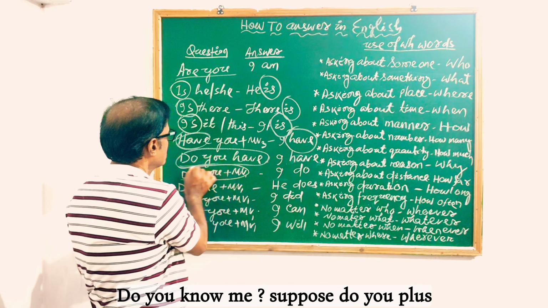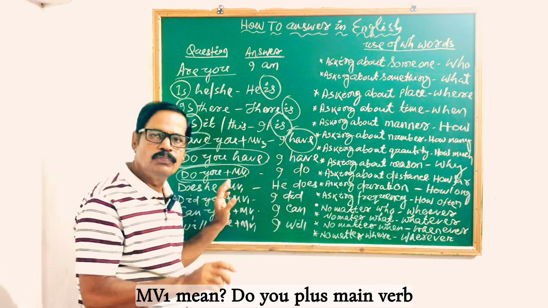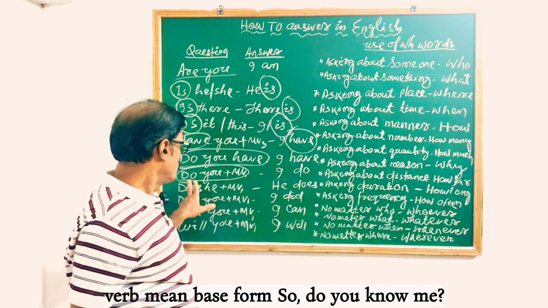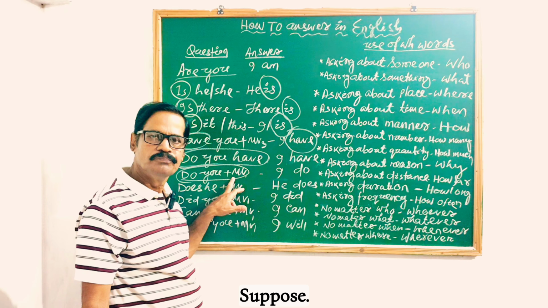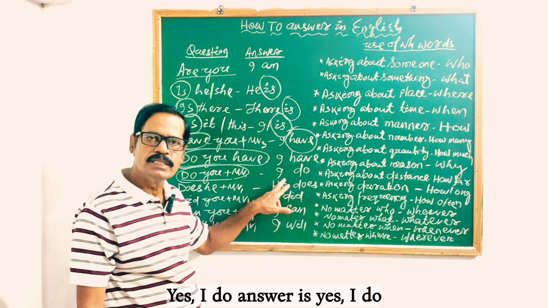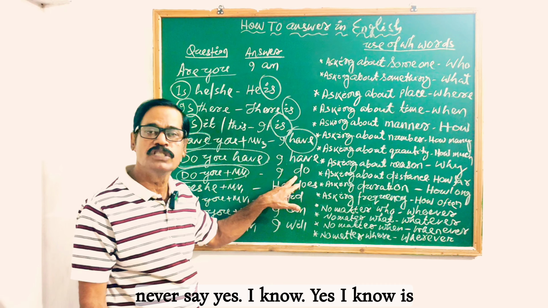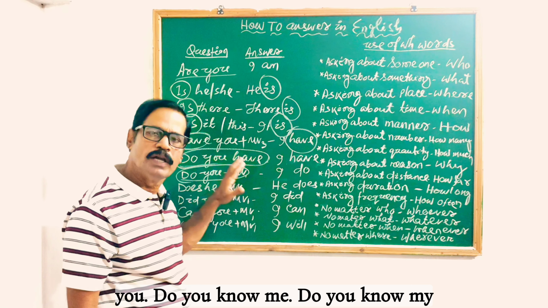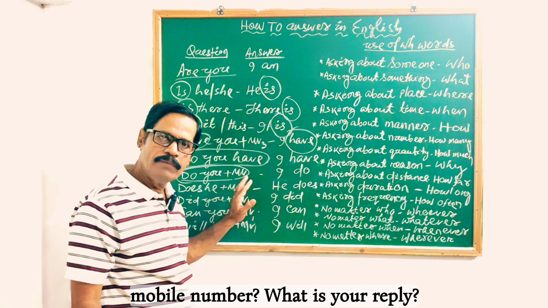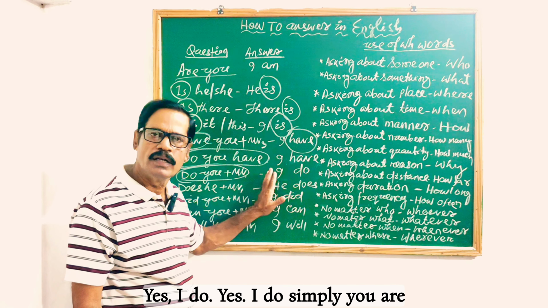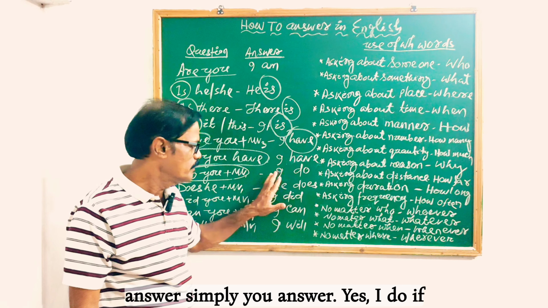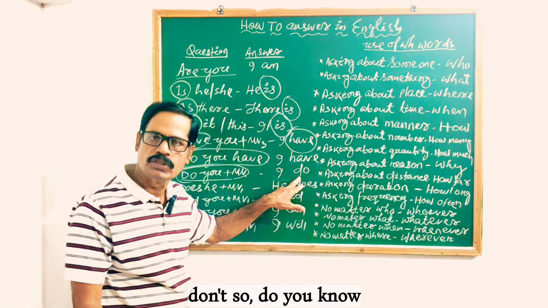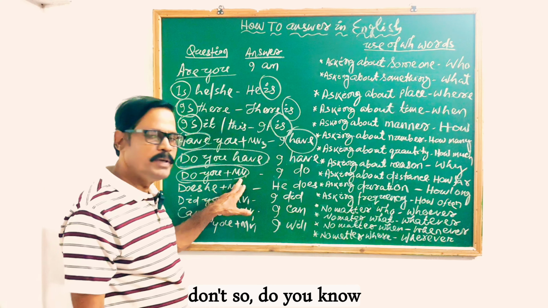Do you know me? Suppose. Do you plus MV1, that means do you plus main verb 1. Main verb means the main verb in base form. So, do you know me? Yes, I do. The answer is yes, I do. Never say yes, I know. Yes, I know is wrong. If somebody asks you, do you know my mobile number? What is your reply? Yes, I do. If you want to give a positive answer, simply you answer yes, I do. If you want to make it negative, you say no, I don't. So, do you know me? Yes, I do.